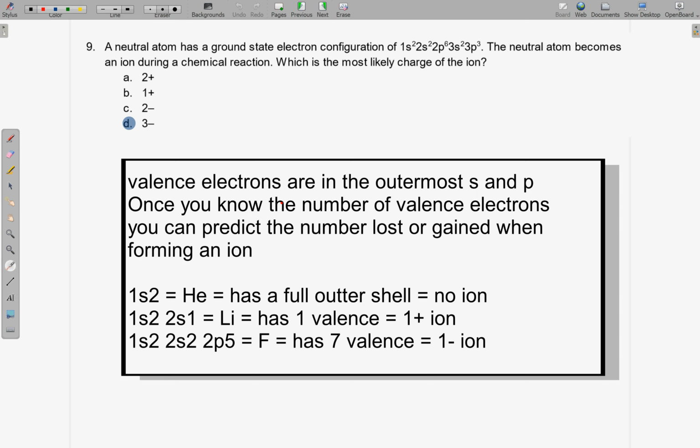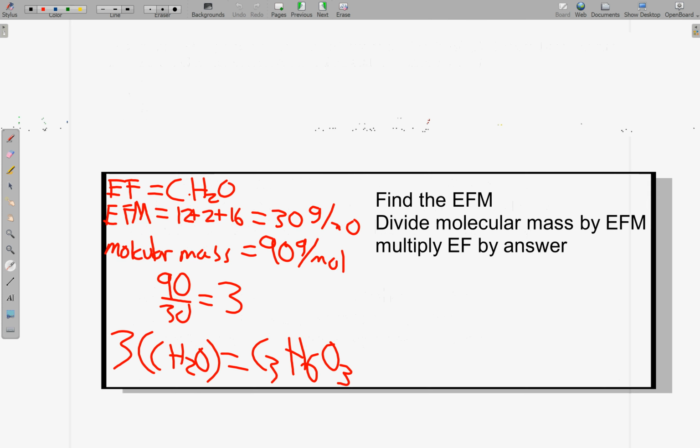So for example, 1s2 would be helium, which has a full outer shell, so it's not going to make an ion. 1s2, 2s1 is lithium, it has 1 valence electron, so it's a 1 plus ion. 1s2, 2s2, 2p5 is fluorine, that has 7 valence electrons. It's going to gain 1 to have 8. That makes it a 1 minus ion.